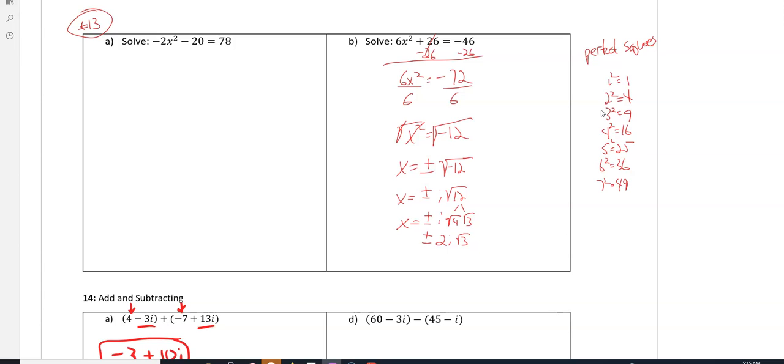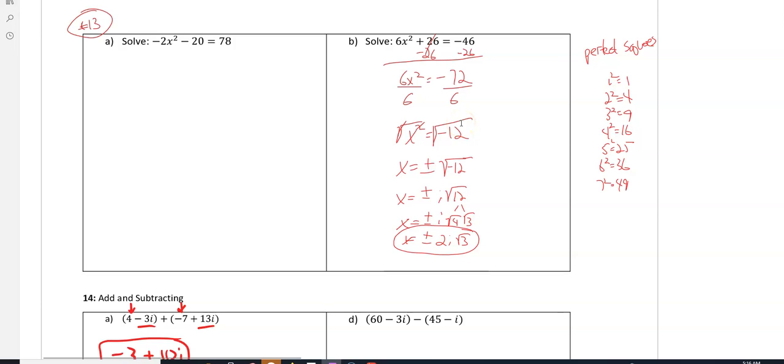When you get used to it, you can start skipping that step right there. And just know that there's a 4 inside this 12, so you pull it out and make it a 2. Square root of 4 is 2. See, I'm looking at it as 12. That's 4 times 3. That square root of 4 comes out and becomes 2. So it's 2i square root of 3.